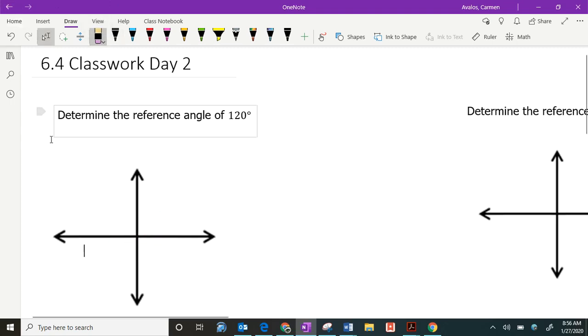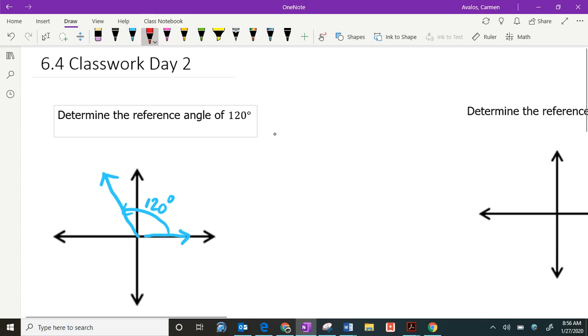And so this one here says determine the reference angle of 120 degrees. So 120 is the standard position angle where we start. We always start this ray right there, and then we're going to rotate it, and now it's going to be right here. So this here is going to be 120 degrees. From that 120 degrees, what is the reference angle?